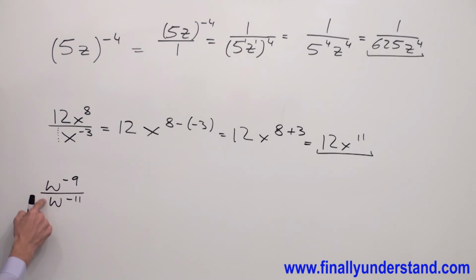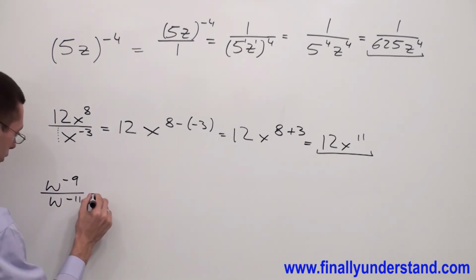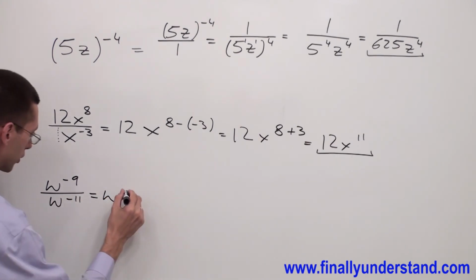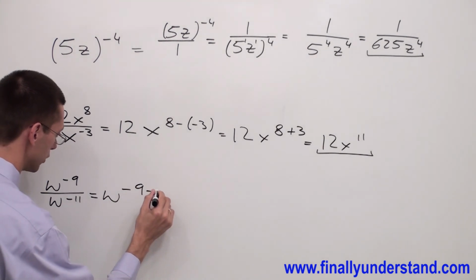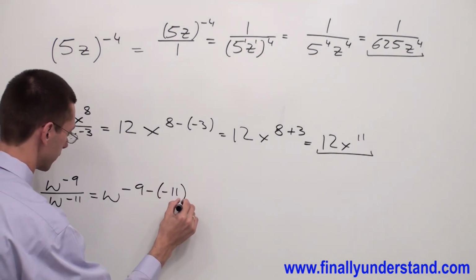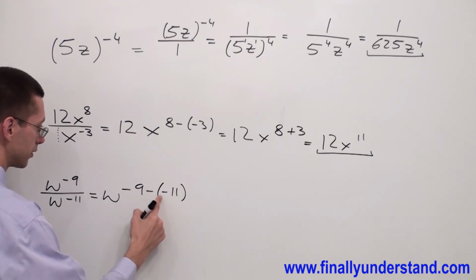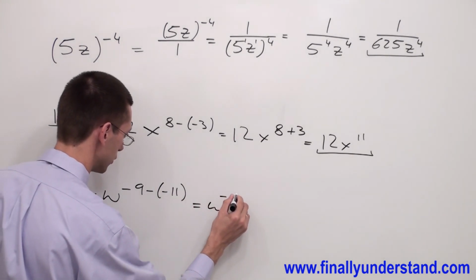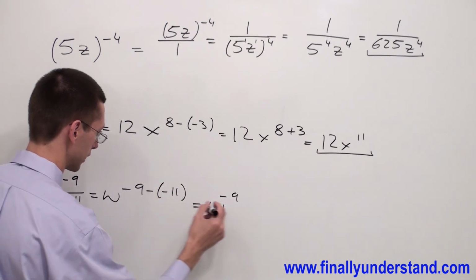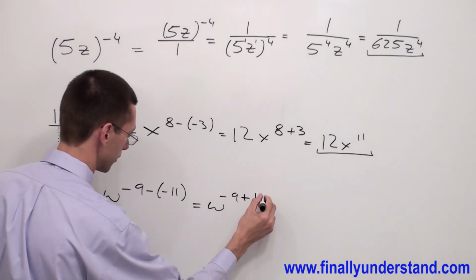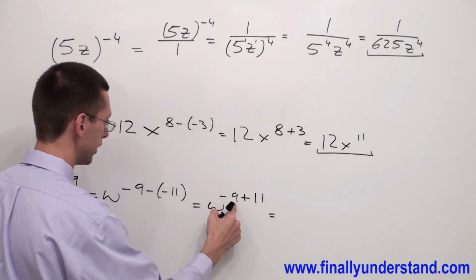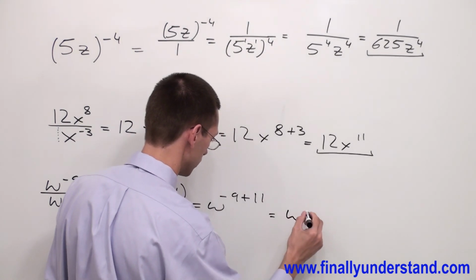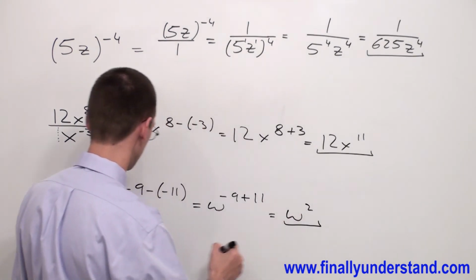Again, we have the same base. When we have the same base, we keep the base and subtract the exponents. I'm going to have negative 9 minus negative 11. Negative times negative gives me positive. That's why I'm going to have w, minus 9, and negative times negative gives me positive 11, equals negative 9 plus 11, which is equal to w to the 2nd power. And this is the solution to this problem.